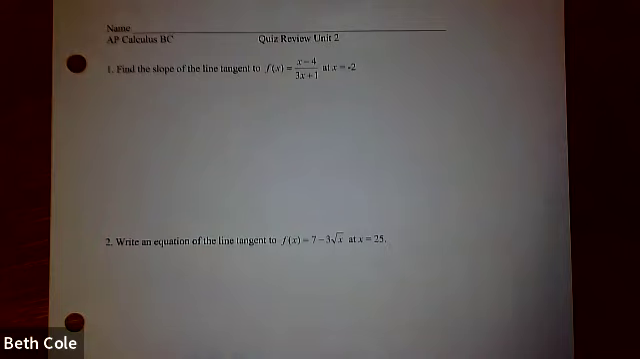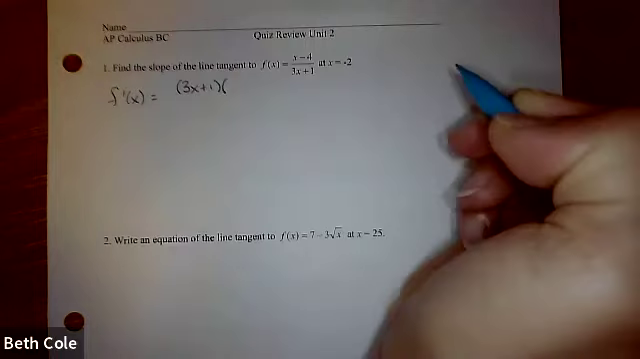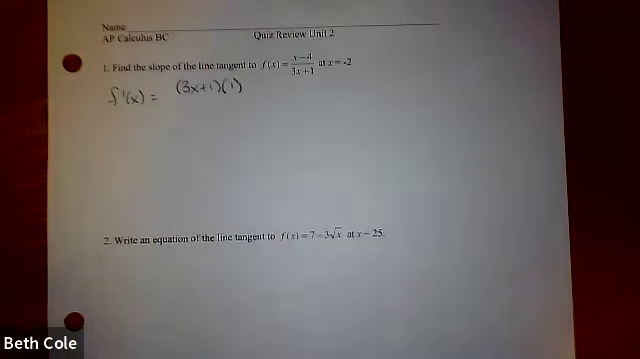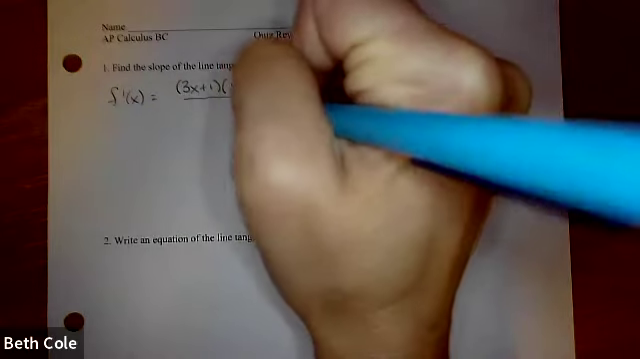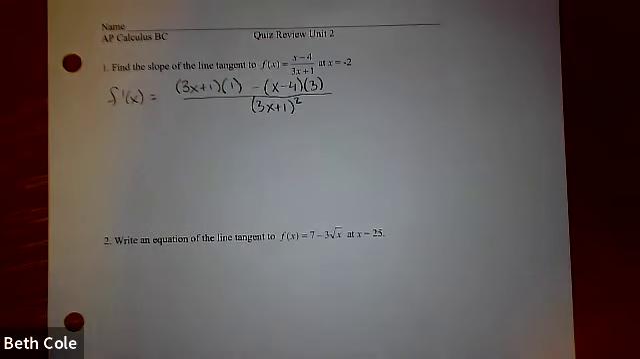So the first one says slope of the tangent line. That means derivative, so we're going to find the derivative, and then we're going to plug in -2. And so the rule that you would need for this one is quotient rule. It's going to be denominator times derivative of the numerator, which would just be 1. You can write that or not, minus the numerator times derivative of the denominator over the denominator squared.